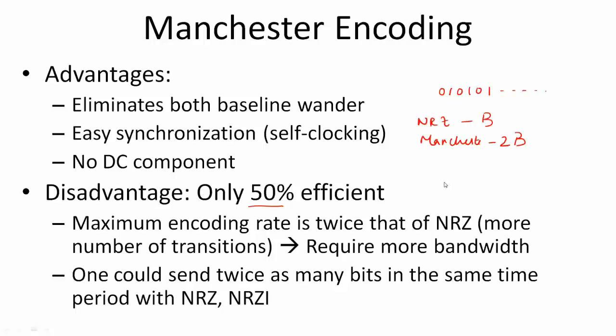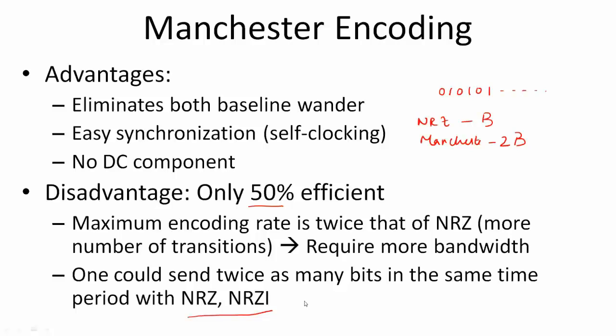Even if you are not concerned with the bandwidth, it basically means that if you have a receiver that is able to detect transitions as fast as twice your data rate, you might as well send twice the data rate using NRZ or NRZI. That is, one could send twice as many bits in the same time period with NRZ or NRZI, thereby you're only 50% efficient. So Manchester is used in Ethernet because of its convenience and it provides enough bandwidth that you don't have to worry too much about it.